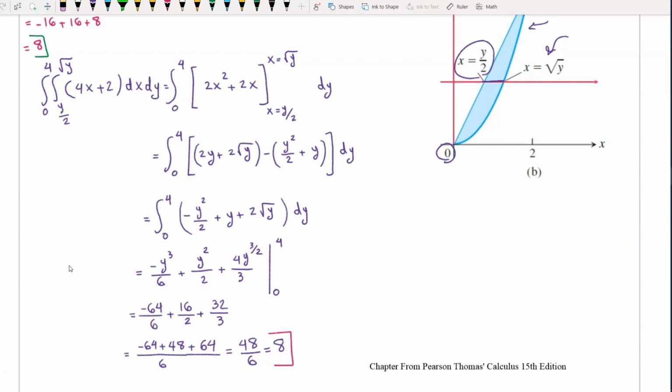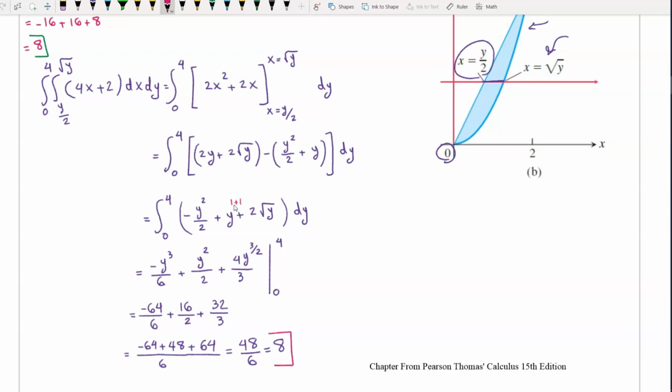So we have 2 times y plus 2 times square root of y minus y squared over 2 plus y. And then working on what we have for the integral with respect to y. Here we have negative y squared divided by 2 plus y plus 2 times square root of y. And this is from 0 to 4, so integrate. Here, adding 1, we have 2 plus 1, the power is 3, then divide by 3. So here in the denominator we have 6.